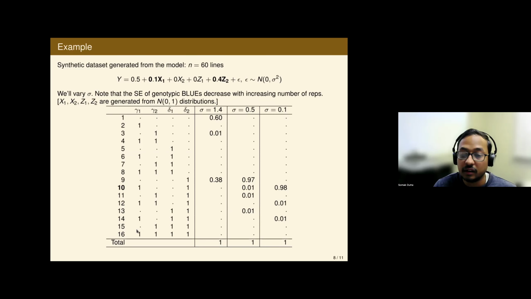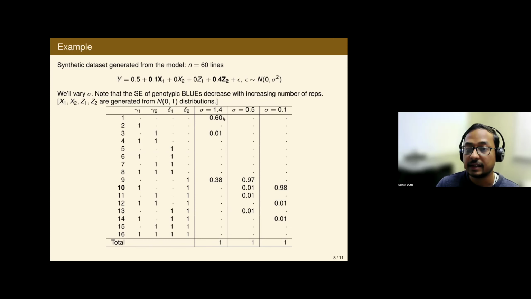All right, and here the second to fifth columns give you the combinations of gammas and deltas. As we discussed, there are two SNPs and two genes, so there are 2 to the power 4, a total of 16 possible combinations. The first one is what people sometimes call the null model. It's a model that thinks none of the SNPs and none of the genes are important. A dot here means 0, and 1 means that particular SNP or gene is important.